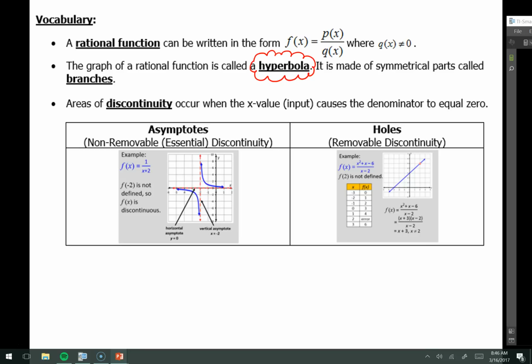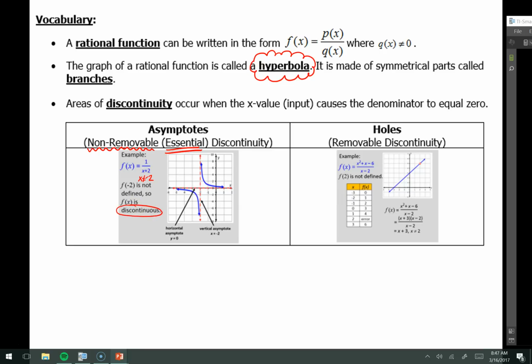So let's look at the two types of discontinuity. The first type is an asymptote, and you may also hear this called a non-removable or an essential discontinuity because they can't be taken out of the graph really easily. So if we look at this first example, f of x is equal to 1 divided by x plus 2, x is equal to negative 2 is not defined. It's not allowed to equal negative 2 because that would put a 0 in our denominator. So that's going to give us, at x is equal to negative 2, this vertical dashed line that's going to represent something that our graph is never actually going to touch because it cannot be equal to negative 2.